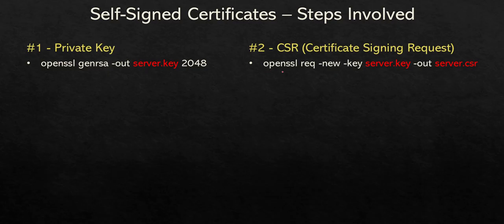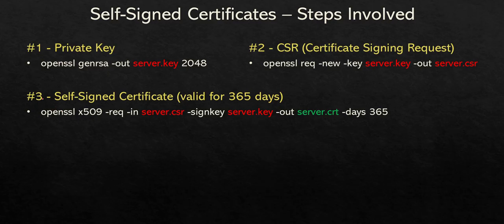The command syntax is openssl req -new -key. This is the key that we created as an output earlier. We are passing that key as an input, and we are creating an output as a CSR, certificate signing request file. The name of the file that I have given is server.csr.